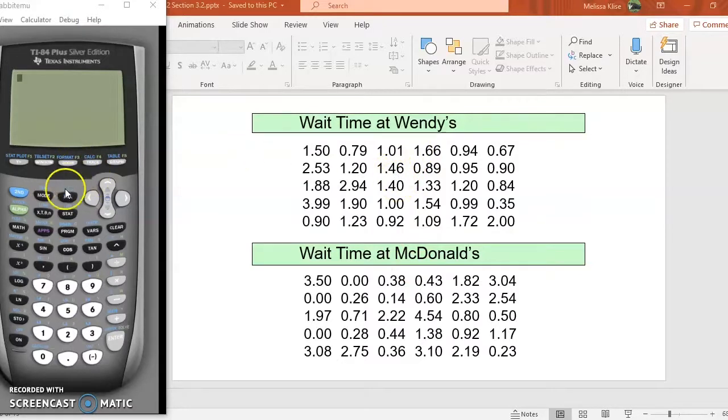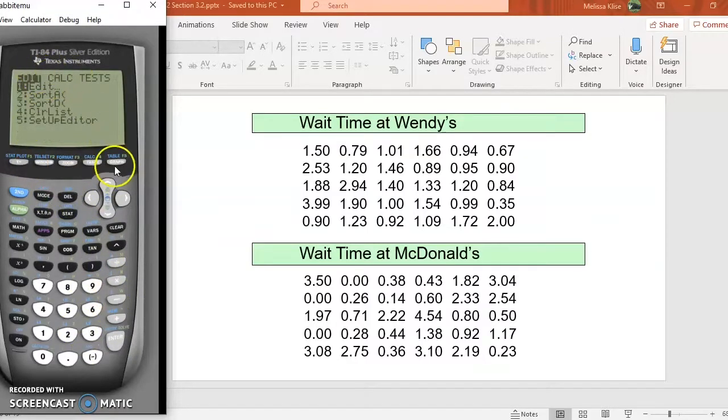I'm going to hit the Stat button, and remember, Edit is where we can enter in our numbers. I already entered in all the Wendy's numbers. This is the same way that we did it with mean, to find mean and median. Once again, I want to show you how to delete or clear a row if you already have some data in there, because you probably will have something in there from before. So I'm going to go up to the top, highlight that L2 and hit clear. Remember, we want to hit clear, not delete. So I have my Wendy's times in there.